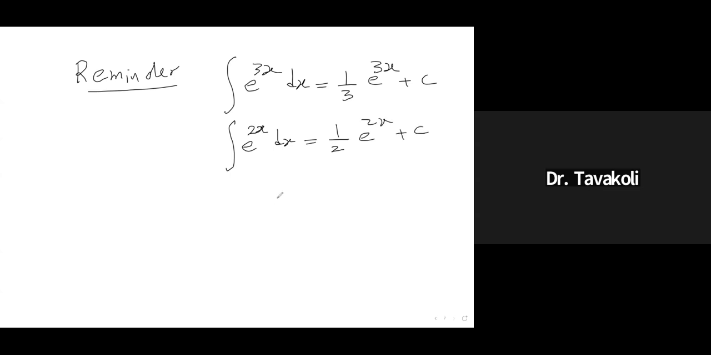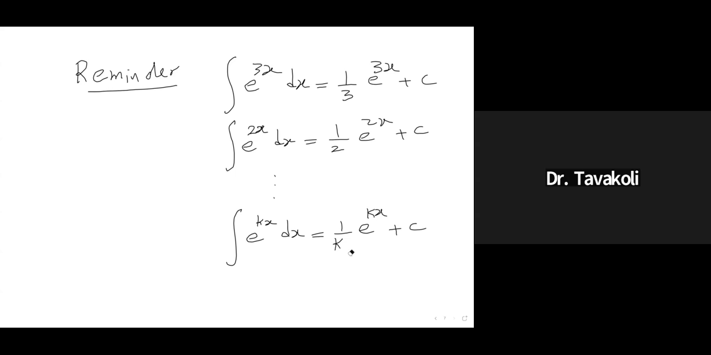In general, I can use substitution to obtain the formula. If I have the integral of e to the power of kx dx, and k is a constant, of course not 0, but it can be any other constant, positive or negative, this is going to be 1 over k times e to the power of kx plus c. k cannot be 0 for this formula because 1 over 0 would be undefined. But k could be any constant.